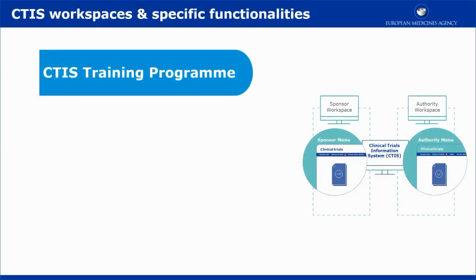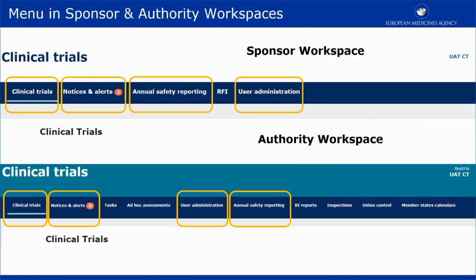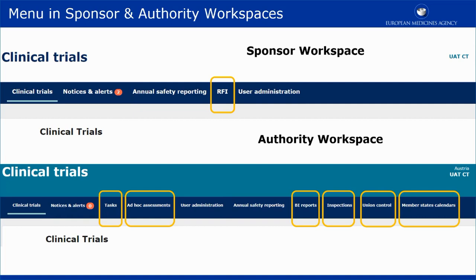This video outlines in short the specific functionalities that can be found in the landing page of each working space. In addition to the common functionalities that are available in both sponsor and authority workspaces, each workspace has its own specific functionalities. Those are linked to the roles and responsibilities of each user group.